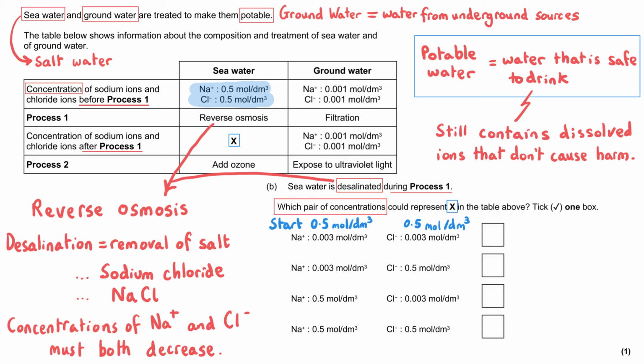So both of these need to decrease in order for desalination to have happened. We can't remove one ion without the other during desalination. And so, in fact, the first answer is the correct answer. 0.003 is the only option where both of those concentrations has gone down. The sodium has gone down here, but not the chloride. And this time the chloride's gone down, but not the sodium. And actually the last one, neither of them has gone down. And so desalination is the first row.